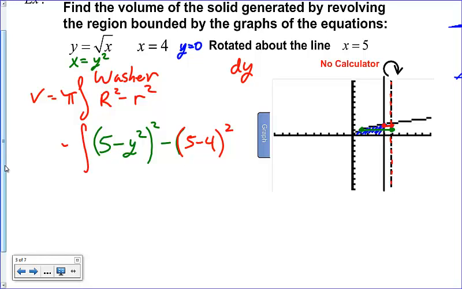So I'm going to integrate, put pi there, and everything is with respect to y now. So my limits need to be with respect to y. The lower limit's pretty easy. That's going to start at 0. But how high does this thing go?